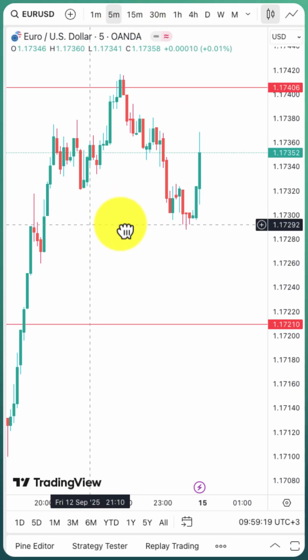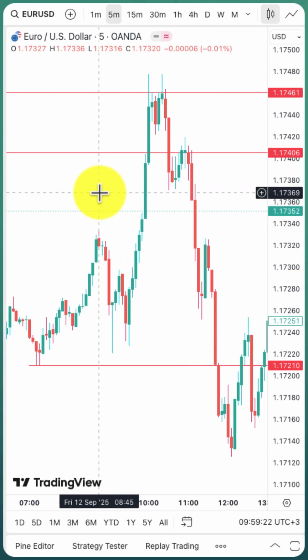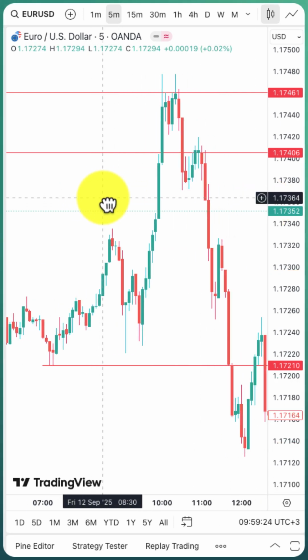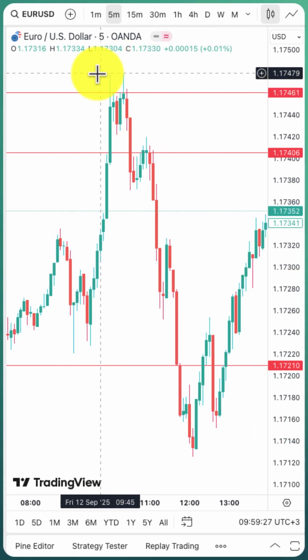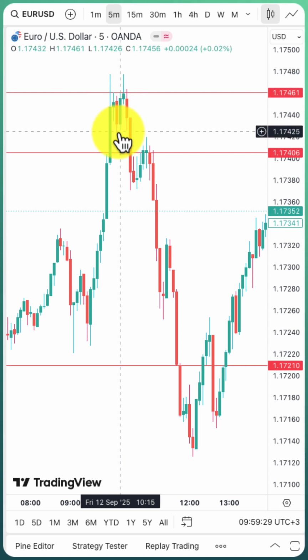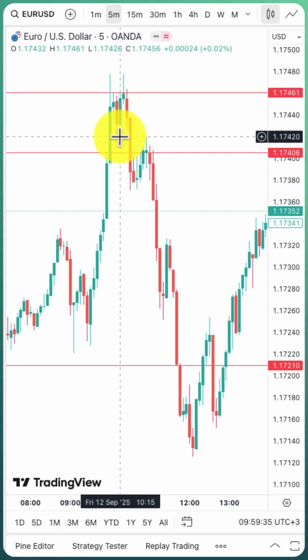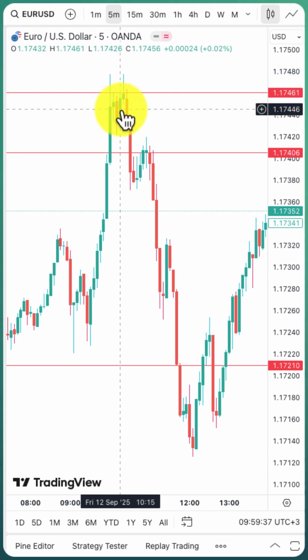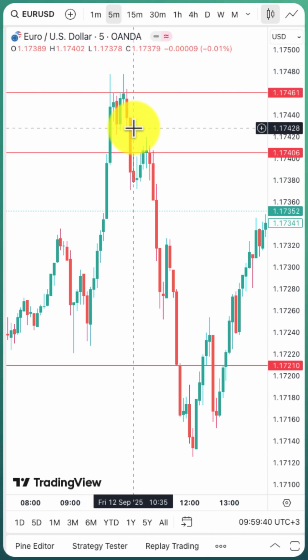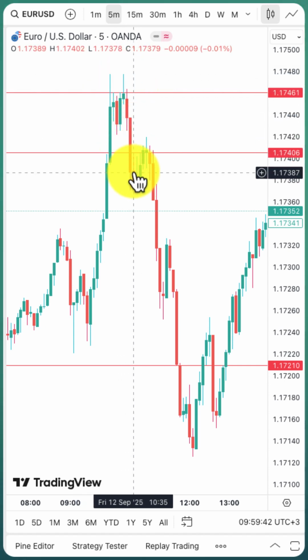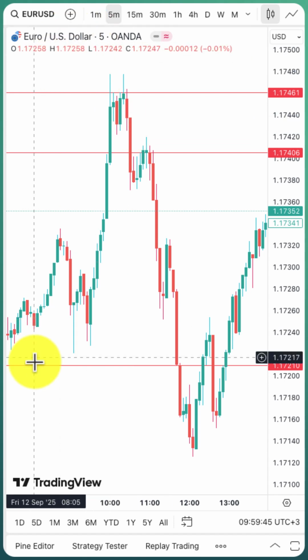And in the 5 minutes, what I was looking for was this one. So as you can see here, this was the last low before this high was made. And after the rejection, we have a fair value gap. So this was the fair value gap, which is here.